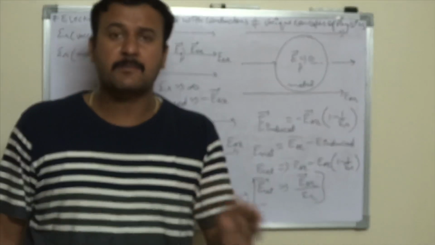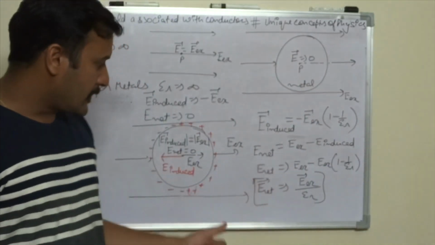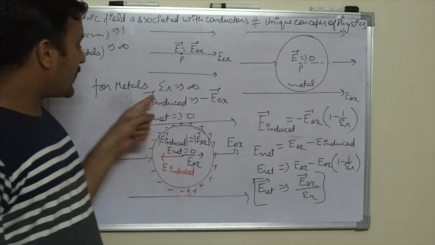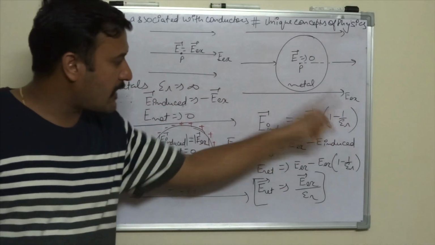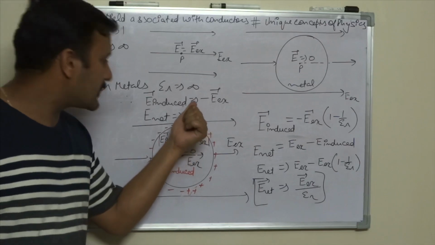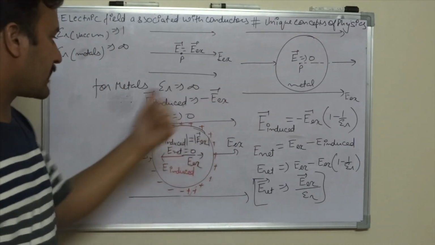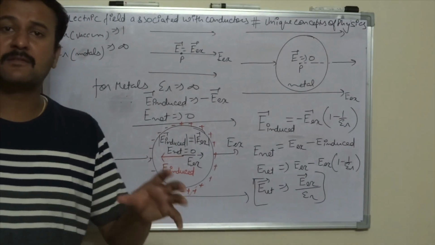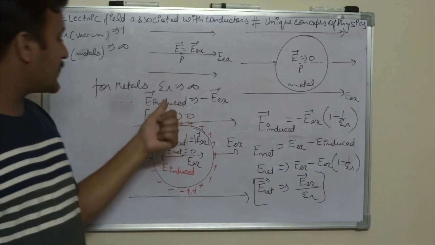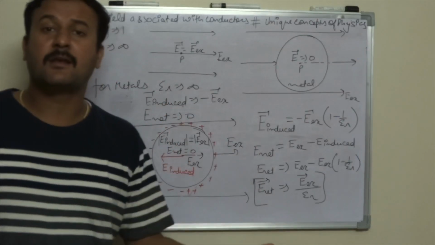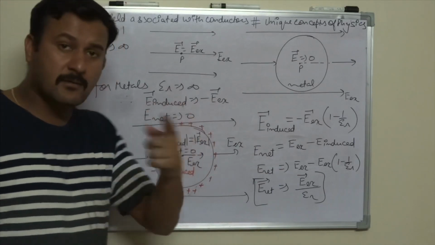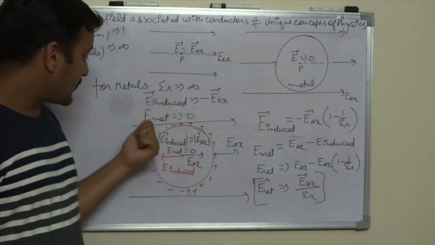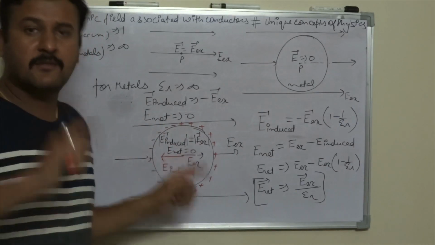Combining these two facts and applying them to metals, we know that for metals epsilon r is infinity, and therefore by putting this epsilon r here, we get the induced electric field equal to minus E external, which is a very important fact that will erase this paradox: in metals, the induced electric field and the external electric field are exactly the same in magnitude and opposite in direction to each other. So the net electric field in metals would be 0.